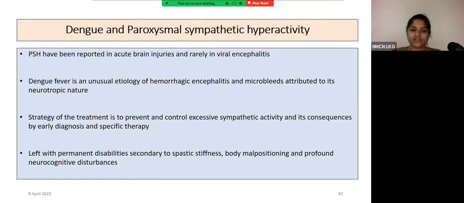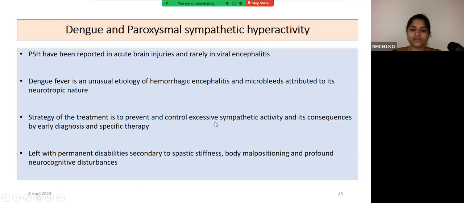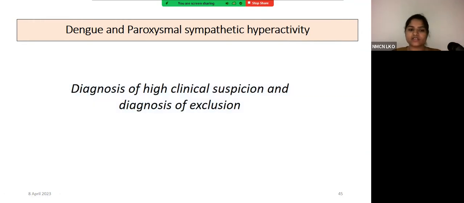Dengue fever is an unusual etiology of hemorrhagic encephalitis and microbleeds, which is attributed to its neurotropic nature. The strategy of treatment is to prevent and control excessive sympathetic activity and its consequences by early diagnosis and specific therapy. Even then, the patients are left with permanent disability secondary to spastic stiffness, body malpositioning, and profound neurocognitive disturbances. Hence, PSH is a diagnosis of high clinical suspicion and a diagnosis of exclusion.